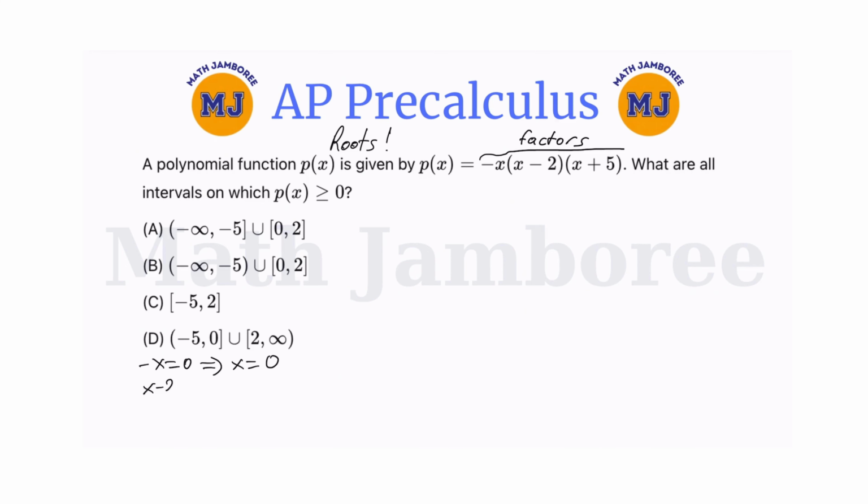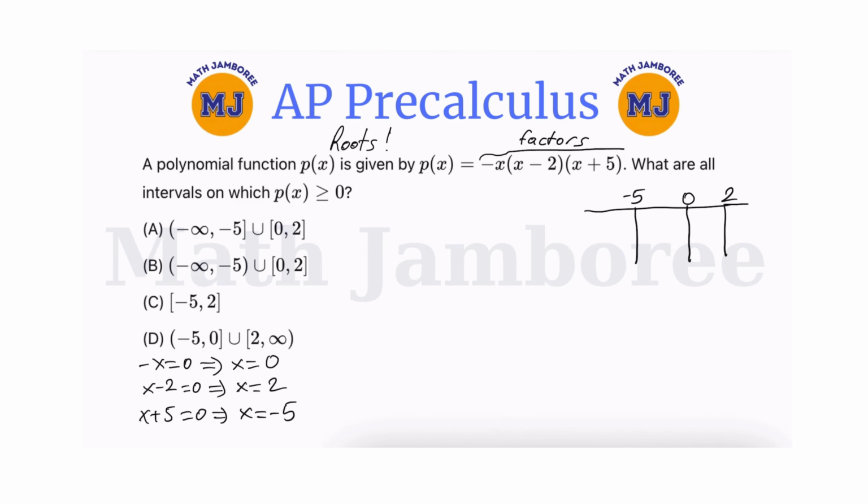x minus 2 is equal to 0, so x will be equal to 2. x plus 5 is 0, so the value of x is negative 5. So we have found three roots here. I'm going to show them over here on a sign diagram. Negative 5 comes first, and then 0 and 2. This divides our region into 4 pieces.